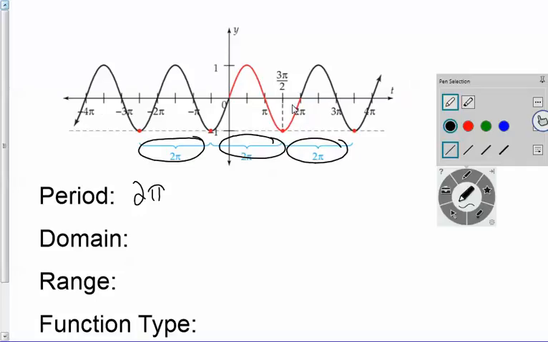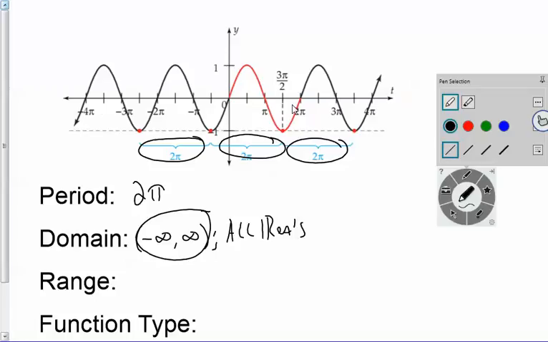So the domain, what would you say the domain of this function is? Am I allowed to plug anything I want in for x? Think about your unit circle. You sure are. So the domain is from negative infinity to infinity. This means all reals. Get used to seeing this notation, because it means all reals as well.